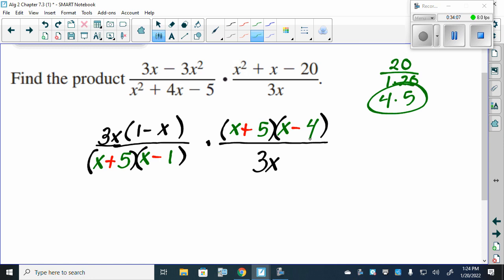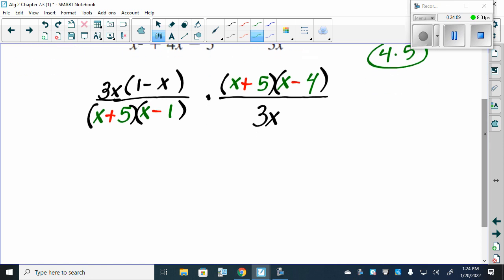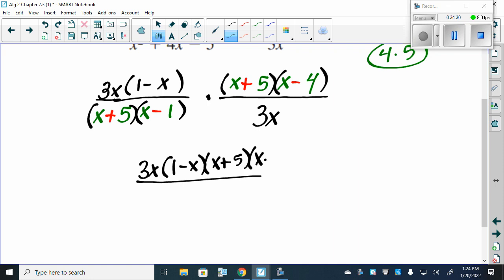Now at this point here, we do have everything factored, so we can go on and multiply them together. If we do have any individual terms, I like to move them up front. So the 3x, I would put it in front, so it's not kind of lost in the middle. Then we have our 1 minus x, our x plus 5, and our x minus 4, all over 3x times x plus 5 times x minus 1.